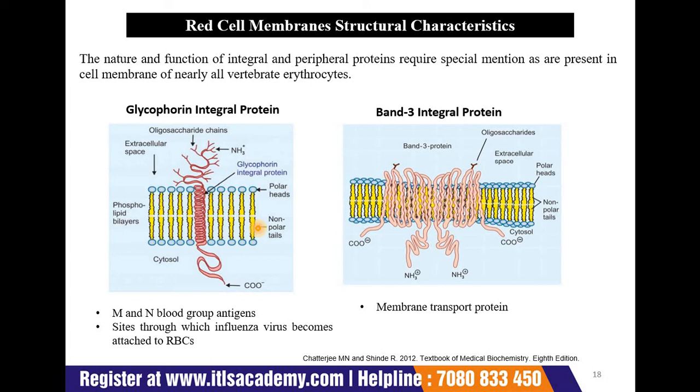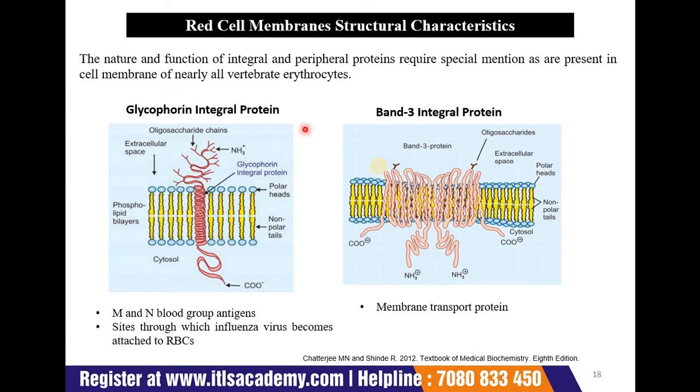The chain of the glycophorin contains 130 amino acid residues, with a segment within the non-polar hydrocarbon phase of the phospholipid bilayer, as you can see here, and they are tightly associated with the phospholipid and cholesterol. A 23 amino acid sequence has an alpha helical conformation. Examples of glycophorin integral proteins are M and N blood group antigens. They also act as sites through which influenza virus becomes attached to the red blood cells.